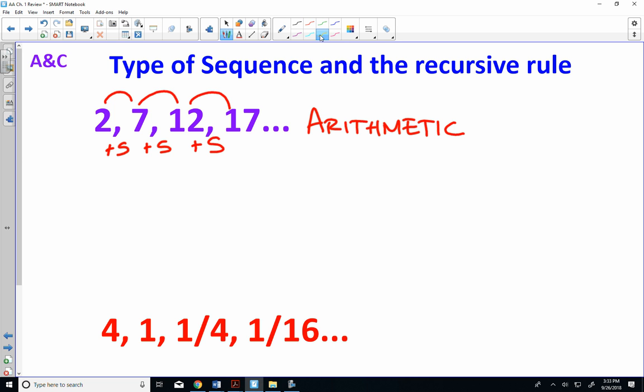And so then if we're going to write this recursive rule for it, as always, the first thing you should say is u sub 1 is equal to 2. If you can do that, at least, you're going to get yourself some points because that's part of the sequence. And then every other term is found by taking the term before it and adding 5. And so u sub 1 equals 2 and u sub n equals u sub n minus 1 plus 5. And there is the recursive rule for that sequence.